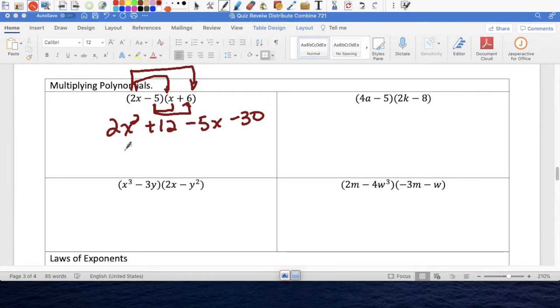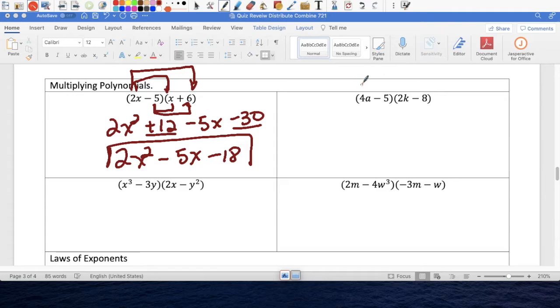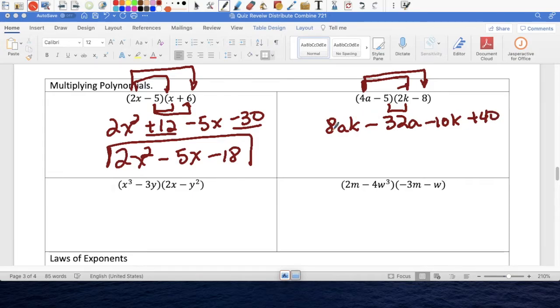Can I combine like terms? Yeah. 2x squared, the minus 5x, and then I'm going to combine the positive 12 and the minus 30 gives me negative 18. 4a times 2k is 8ak. 4a times negative, it's going to be 8. It's going to be negative 32a. Negative 5 and positive 2 is going to be negative 10k. And then negative 5 and negative 8 is going to be positive 40. Like terms? Really? No like terms? Huh. Am I missing something? No. Okay.